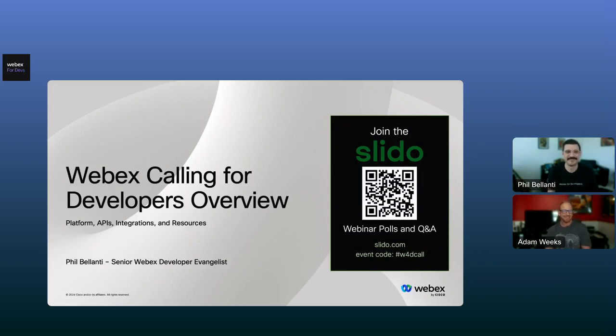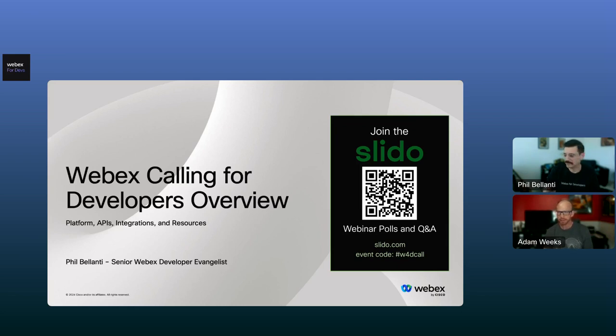You should have, if you're joining from one of our Webex clients, the Slido poll that's been opened up on the side. If not, we also have a QR code that you can join from your phone. We've got a quick little introductory poll going on just to get everybody involved. So we'll get that started.